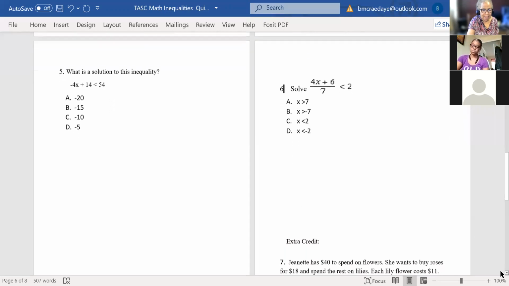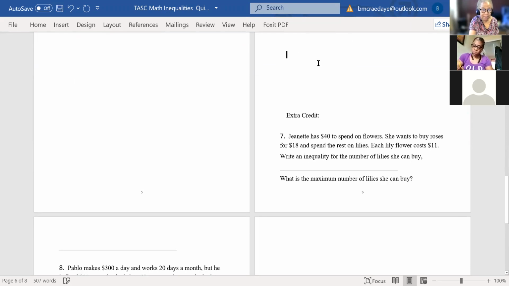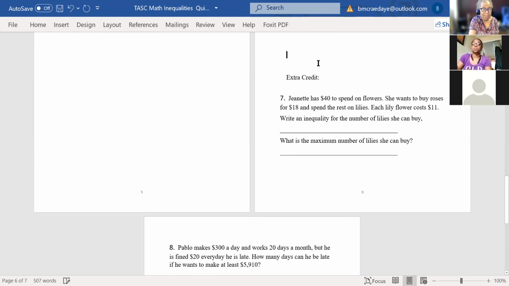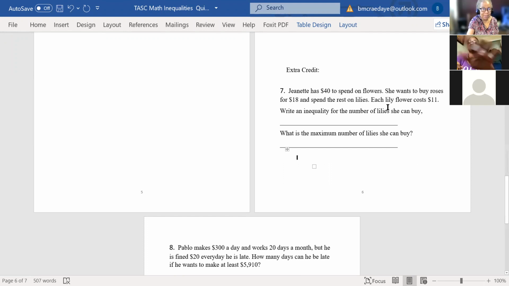Okay. Let's go to number 7. And then write an inequality. First, you're going to write the inequality. Jeanette has $40 to spend on flowers. She wants to buy roses for $18 and spend the rest on lilies. And each lily flower costs $11. So let's find our inequality.